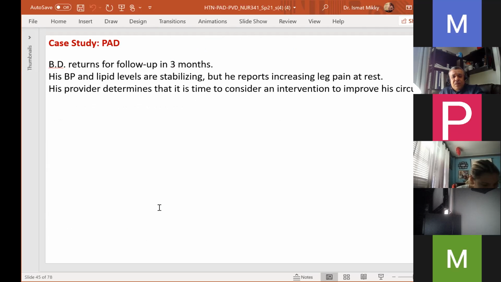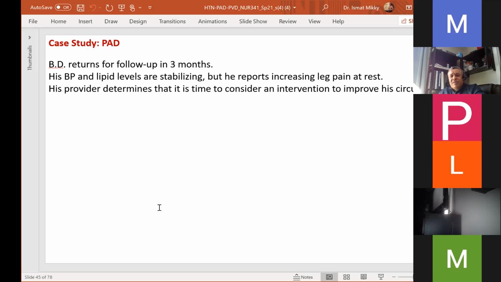Now, the case study unfolding says that the patient returns for follow-up in 3 months. Blood pressure and lipid profile are stabilizing, but the patient reports increased leg pain at rest, which is consistent with pain at rest, kind of stage 3.